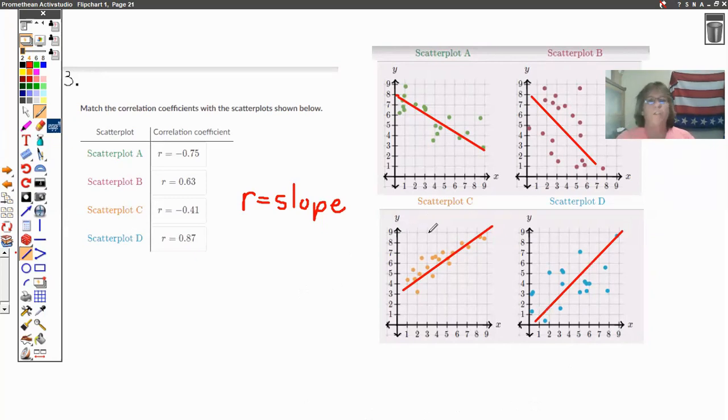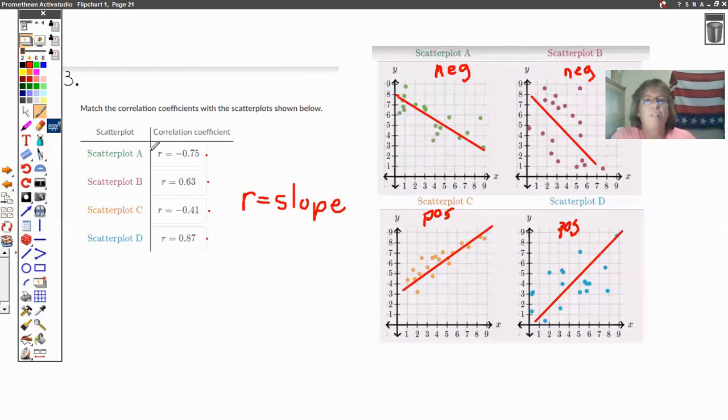Again, it's just looking at the line of best fit and then noticing those slopes. What I notice is this is a negative slope. I'm going to write down everything I know. So this is a negative slope, and this is a negative slope. And this is a positive slope, and this is a positive slope. I see that I have 2 negative slopes and 2 positive slopes. So it makes sense.